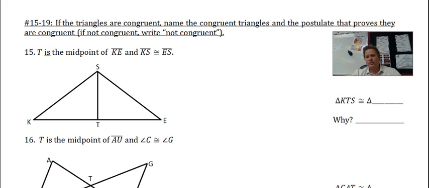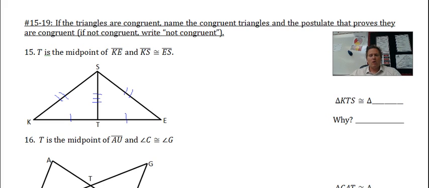For these, I would definitely mark up the picture, and then you're going to tell whether the triangles are congruent. If so, you state the congruency and tell me what postulate. T is the midpoint of KE. KE is a line, so those two segments are the same. It says KS and ES are the same, so again it's talking about sides. And you know that ST is the same because of reflexive.